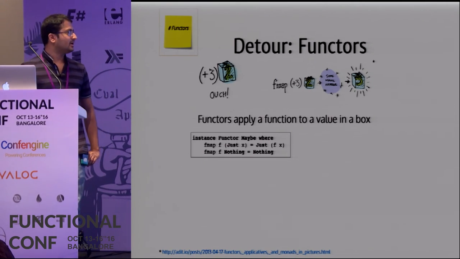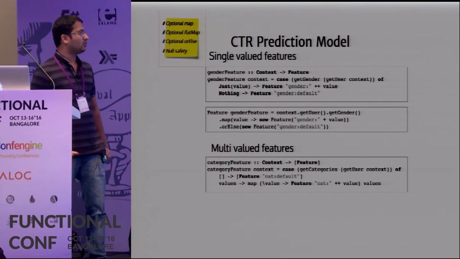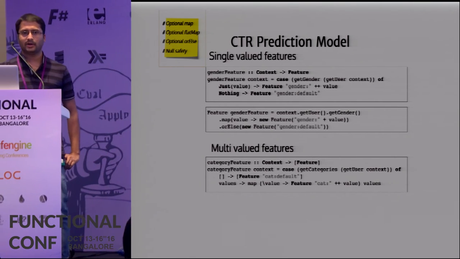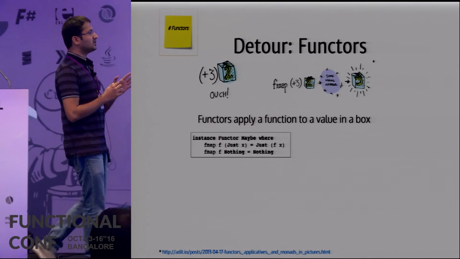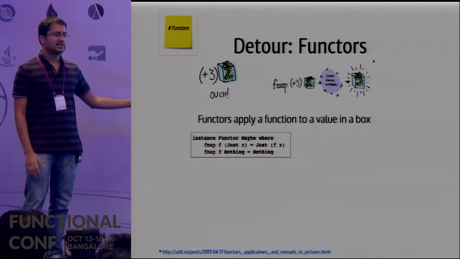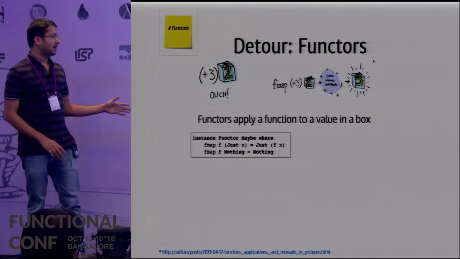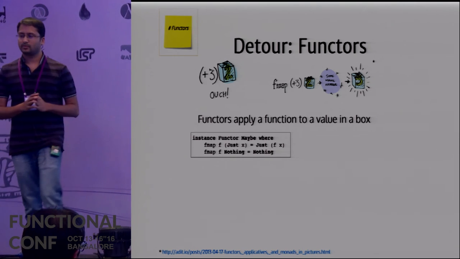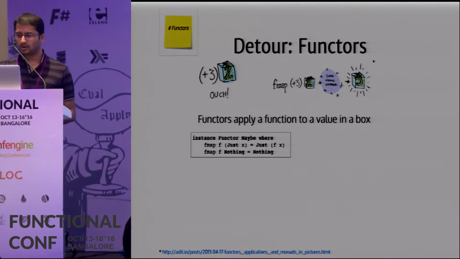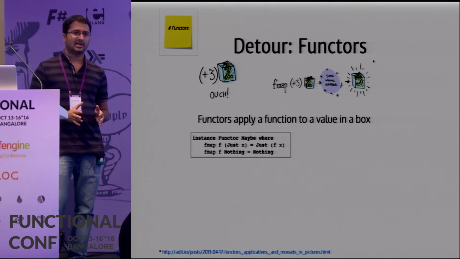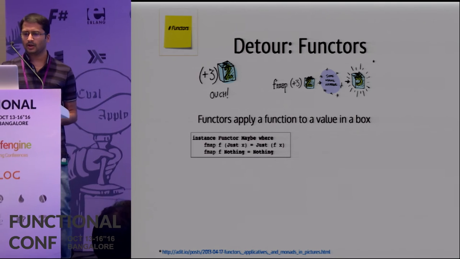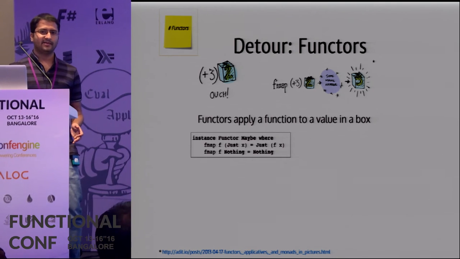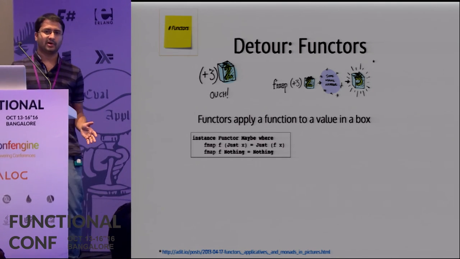So to understand how the map on optional works in Java, we'll take a short detour to understand how functors work. I'm going to borrow the explanation of functors from this blog post right here, which has a very good explanation of functors, applicatives, and monads. So let's say you have a function called +3. +3 is similar to +1 or increment function. You can apply it on value 2 and get a value of 5. So that's normal function application.